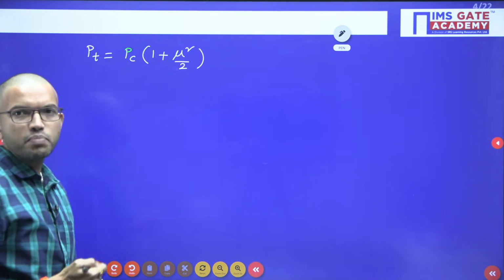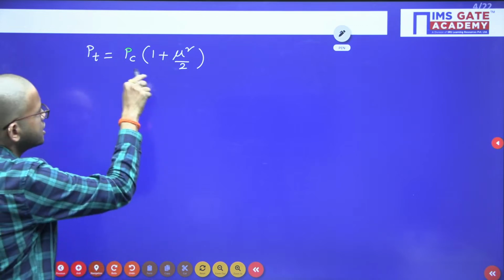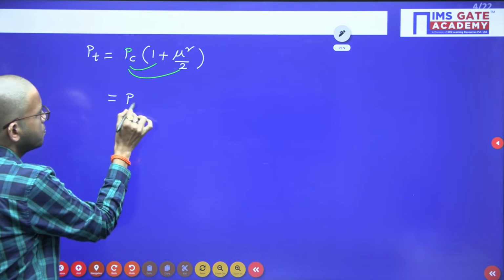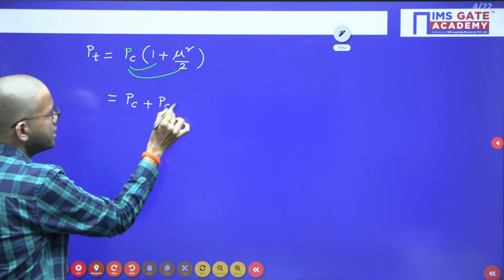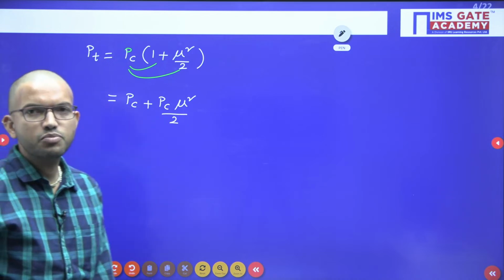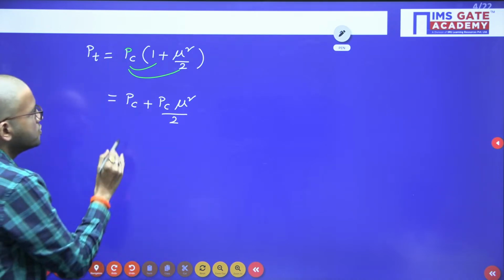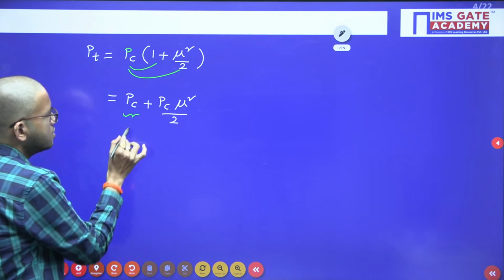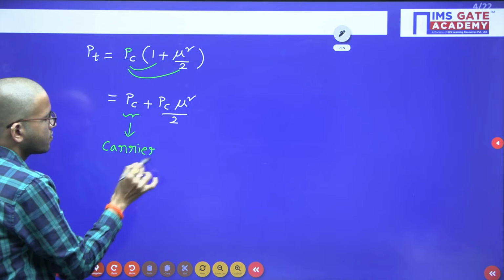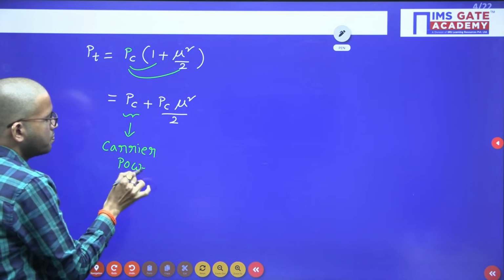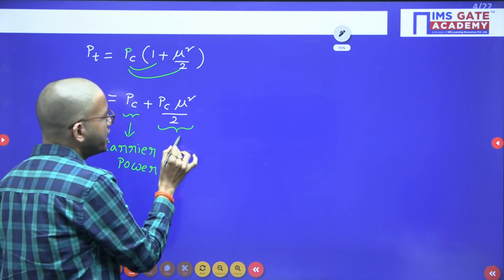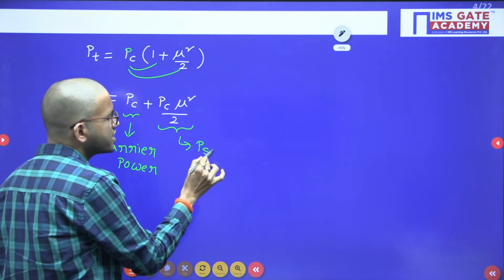PC into 1 plus mu square by 2. For the total power, just multiply PC with both the terms. From here you will get PC plus PC into mu square by 2, right? So here PC is nothing but carrier power, and PC mu square by 2 is nothing but the total sideband power.